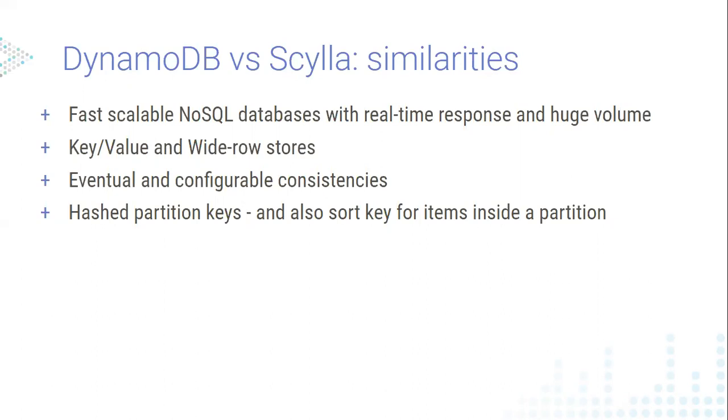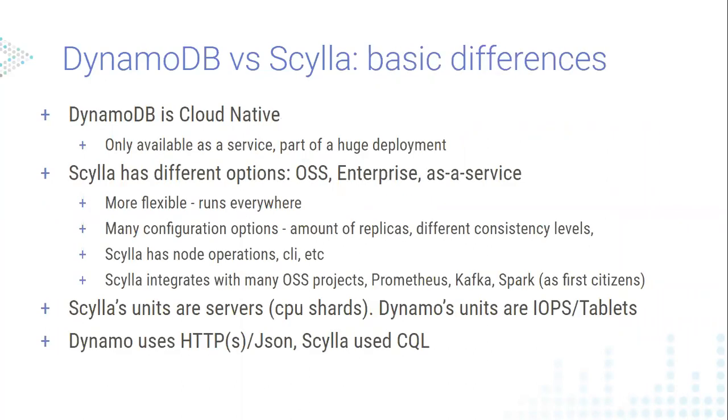They do key value stores and wide row stores. You have eventual consistency, and you can also configure higher consistency levels. Both of them store data in partitions, which are located according to a hash function. Inside each partition, you have items which are sorted by a sort key. So these are things which are similar in both databases. Of course, the way you use DynamoDB and Scylla is quite different.